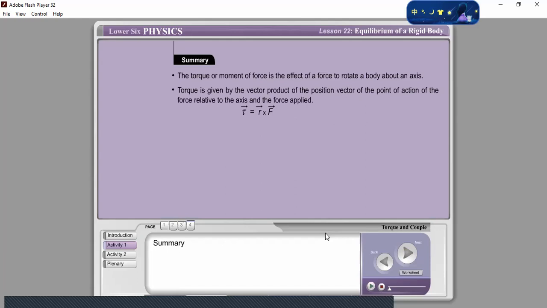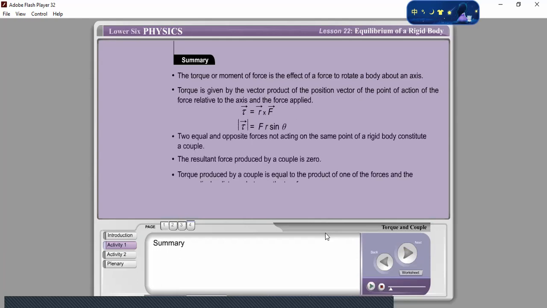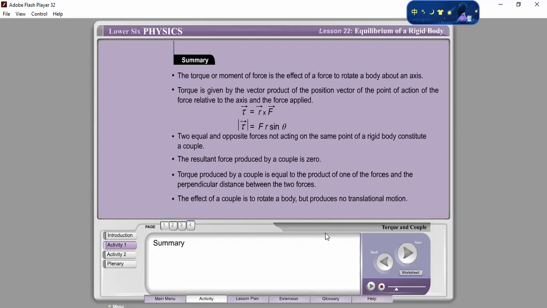Summary. The torque, or moment of force, is the effect of a force to rotate a body about an axis. Torque is given by the vector product of the position vector of the point of action of the force relative to the axis and the force applied. Tau equals r times F. Magnitude of tau equals F r sine theta.